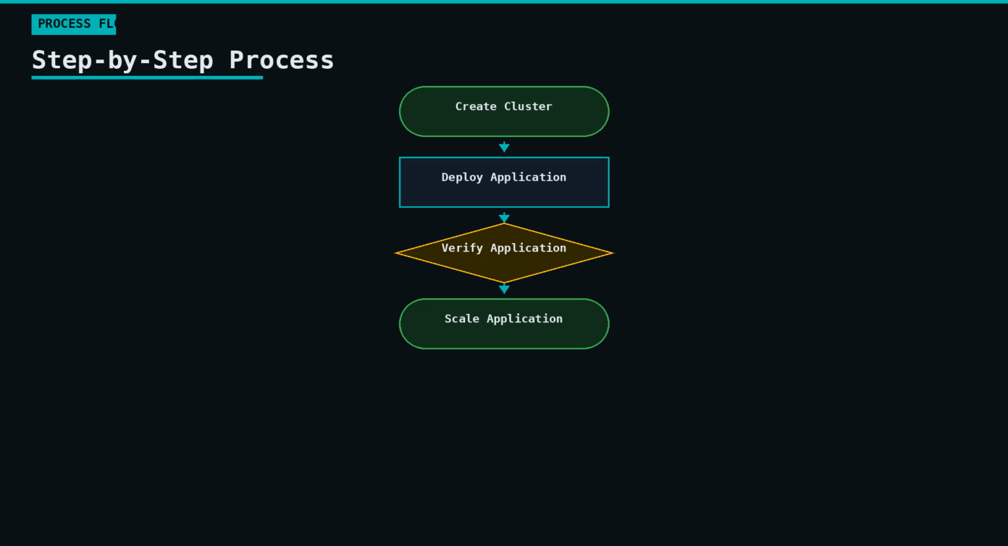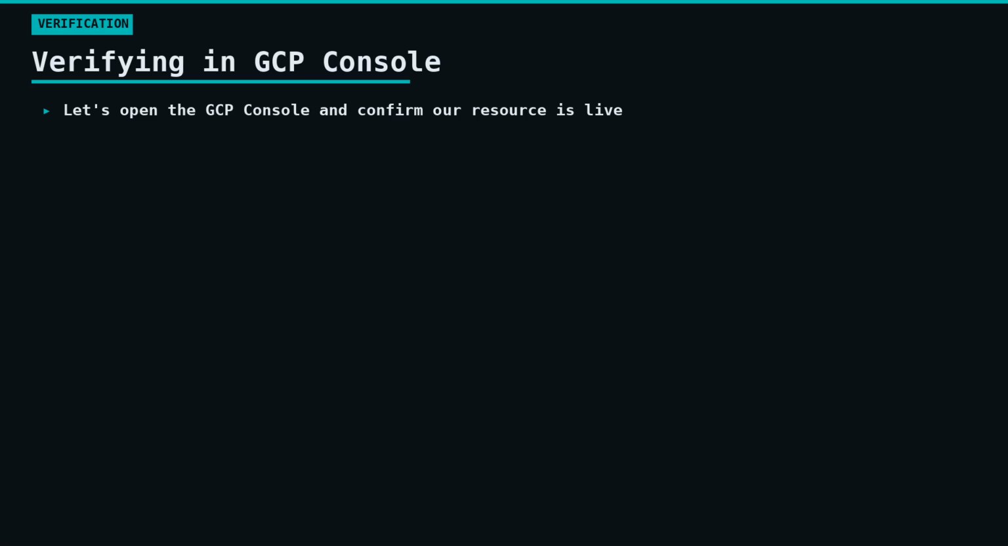To verify that our application is running correctly, we can check the Kubernetes console. We can see the status of our deployment, the number of replicas running, and the load balancing configuration. We can also check the logs to see if there are any errors or issues.